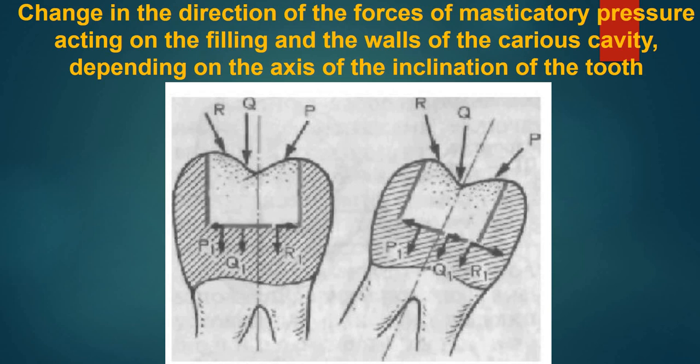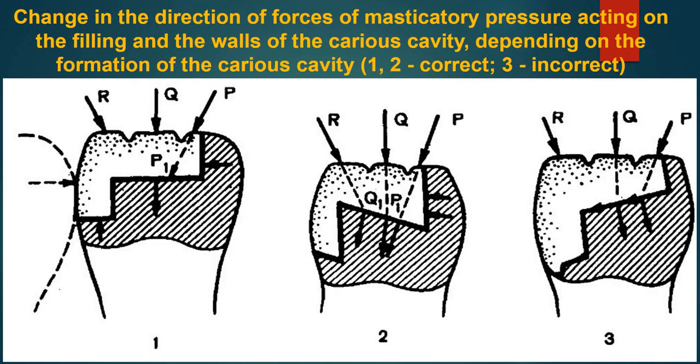In this slide we see the change in the direction of the force of masticatory pressure acting on the filling and the walls of the carious cavity, depending on the axis of inclination of the tooth. In these slides we see the change in the direction of force of masticatory pressure acting on the filling at the walls of the carious cavity, depending on the formation of the carious cavity. Pictures 1 and 2 are correct, and the third picture is incorrect.